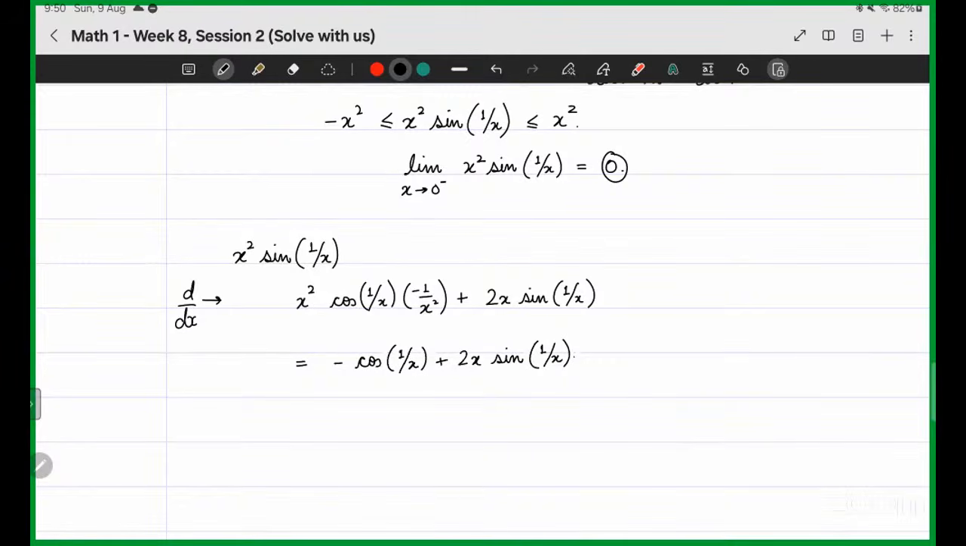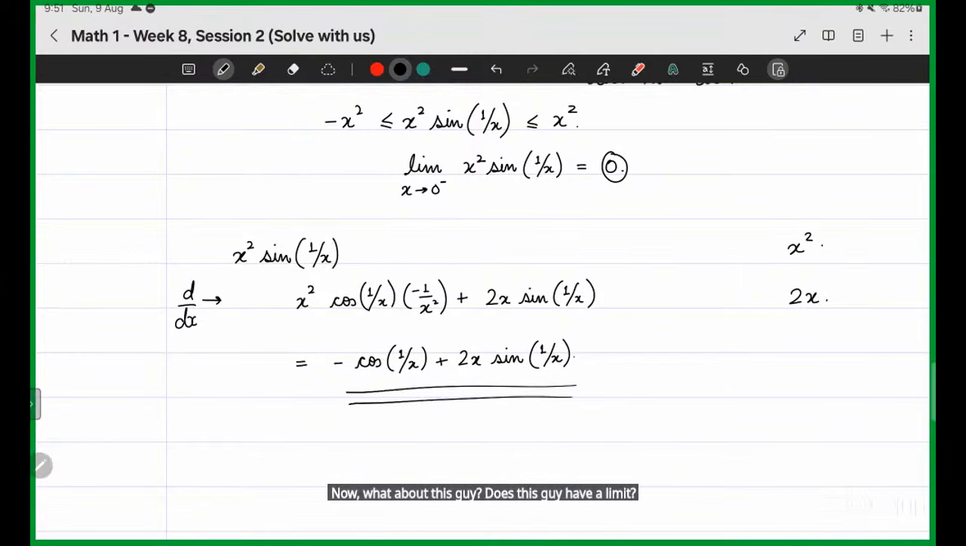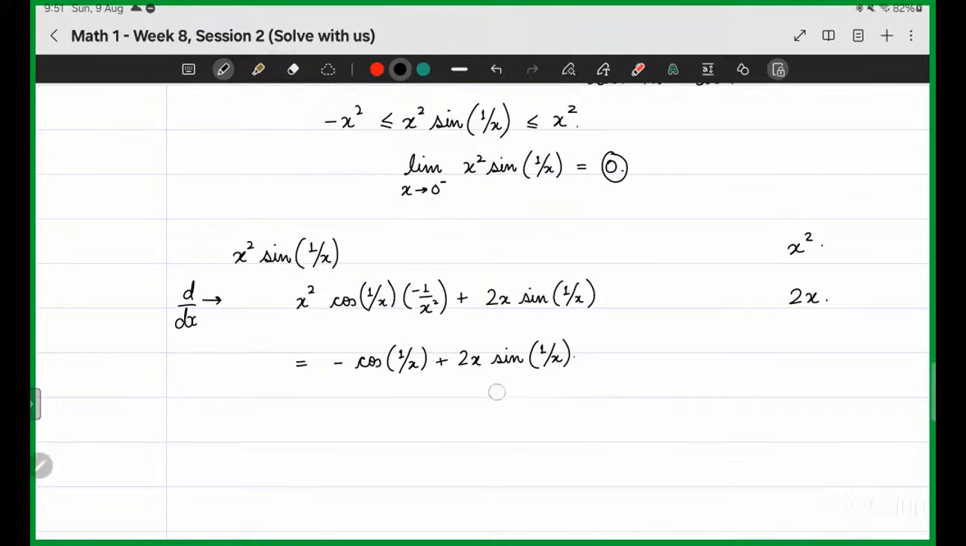Right? Yes. On the other side, I have x squared, so this guy becomes 2x. Right? Now, what about this guy? Does this guy have a limit? Can't say actually. What about x sine 1 by x?